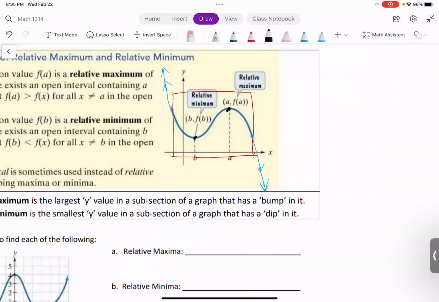So sometimes we don't only have one maximum and minimum. For example, if the graph is like this, oh, sorry, this looks very crazy. So we have 2 dips. We have 2 relative minimums. We have 1 bump. For example, this is a bump. And this point is a relative maximum.